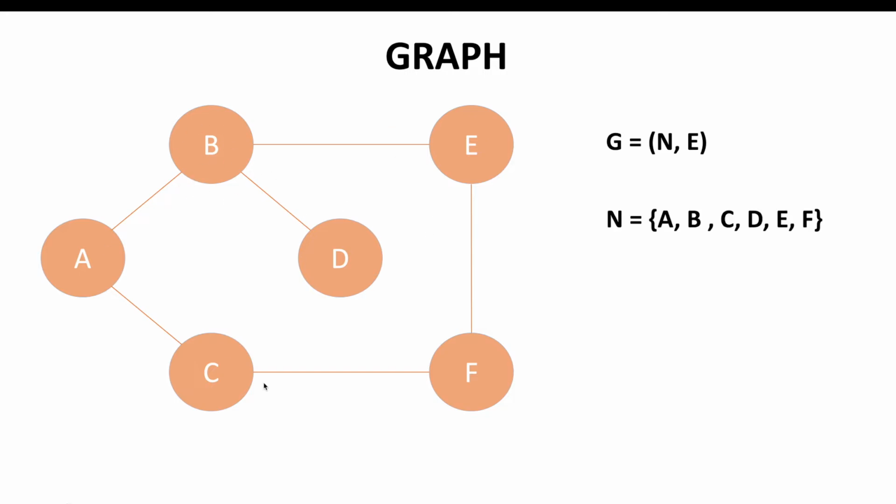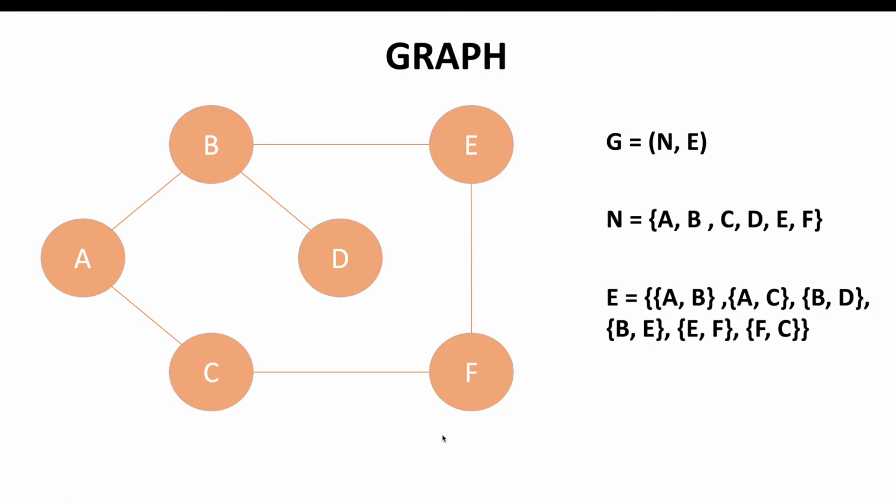So in this graph, we have these nodes A, B, C, D, E, F. All these are nodes, and then we have these set of edges. So A to B is an edge, B to E is an edge, B to D is an edge, A to C is an edge, C to F is an edge, and E to F is an edge.